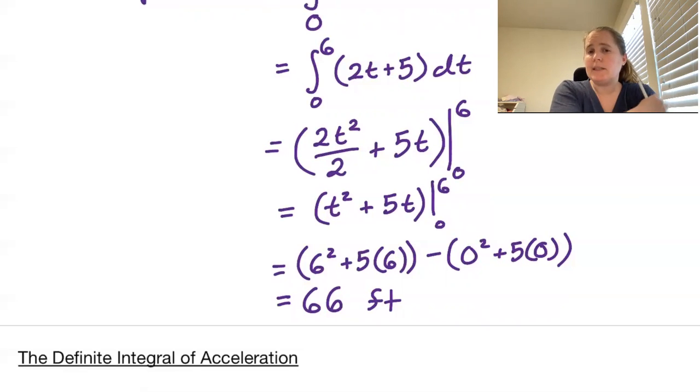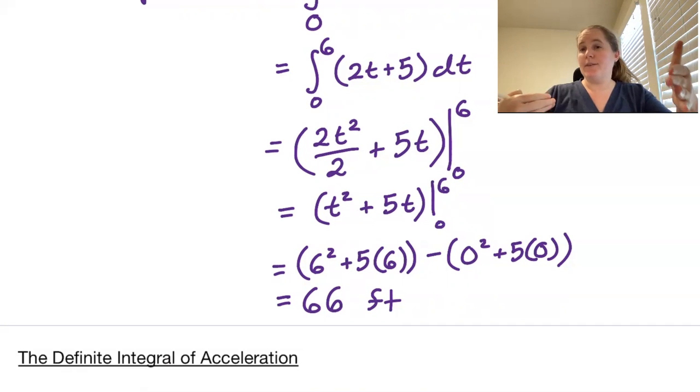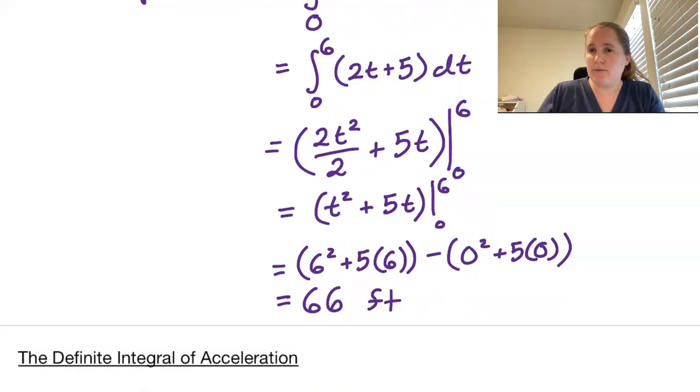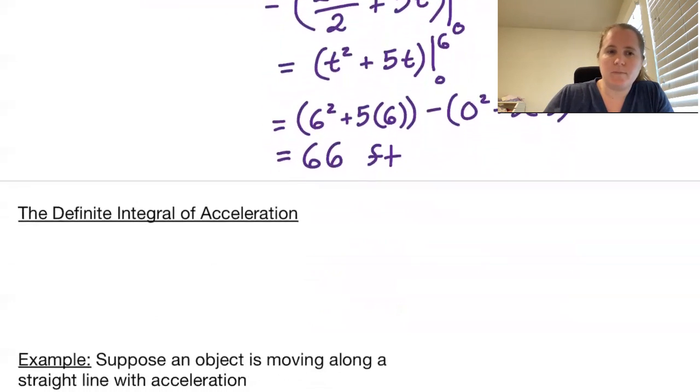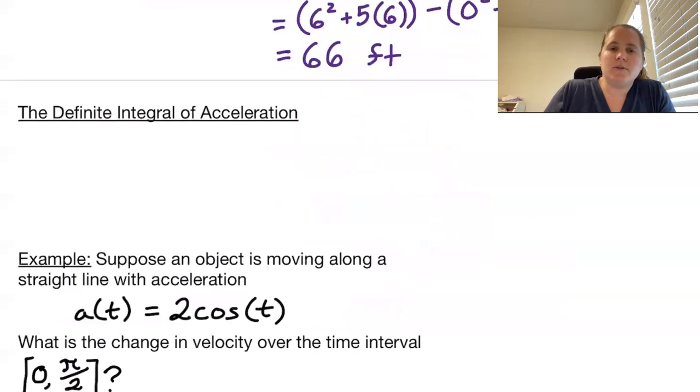So essentially what we're saying is from the time t equals 0 to time t equals 6 seconds, the resulting distance traveled is 66 feet. There may have been squiggly in between, but the end result is that we've traveled 66 feet from start to finish. All right, next up, let's go ahead and take a look at the definite integral of acceleration.